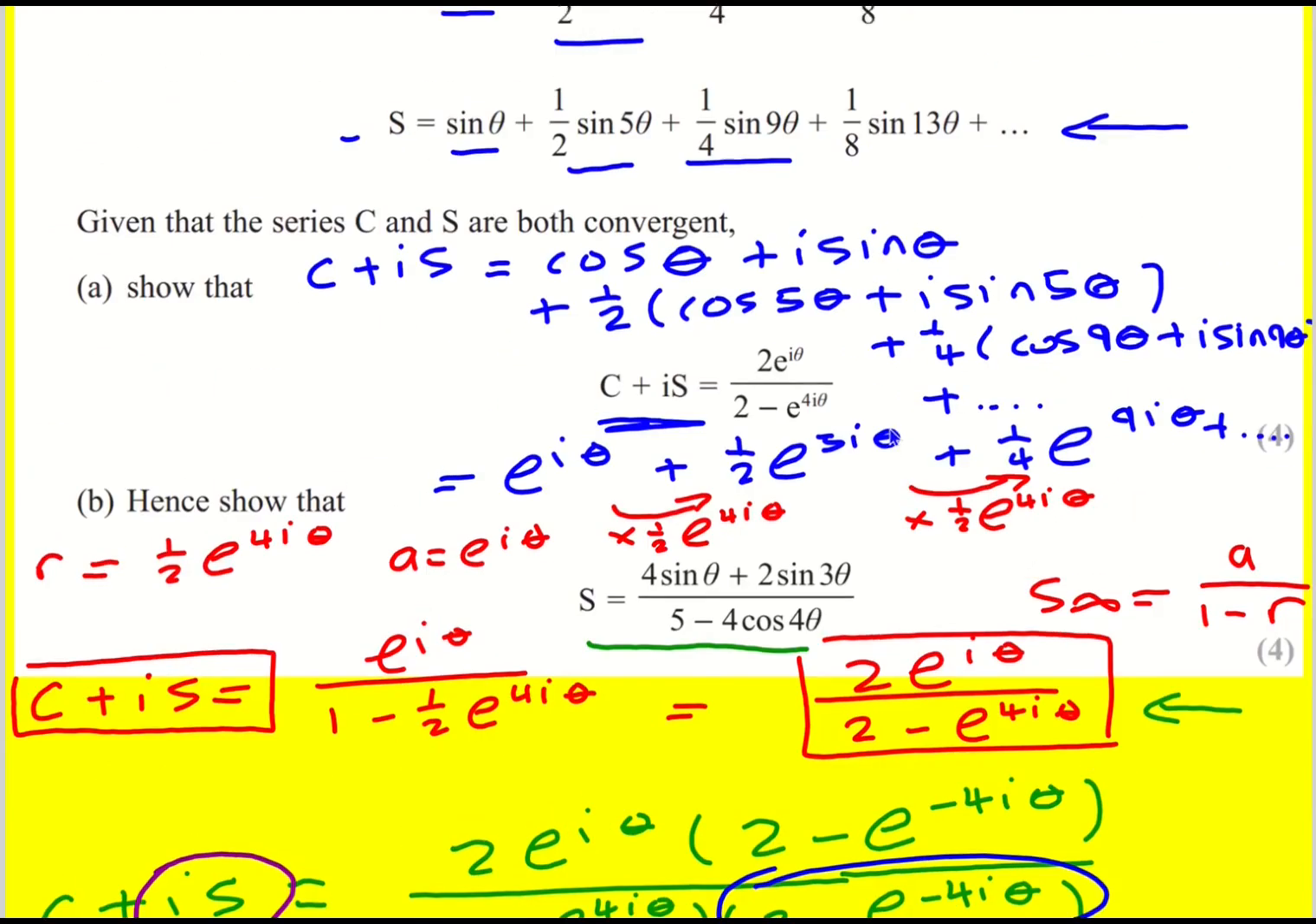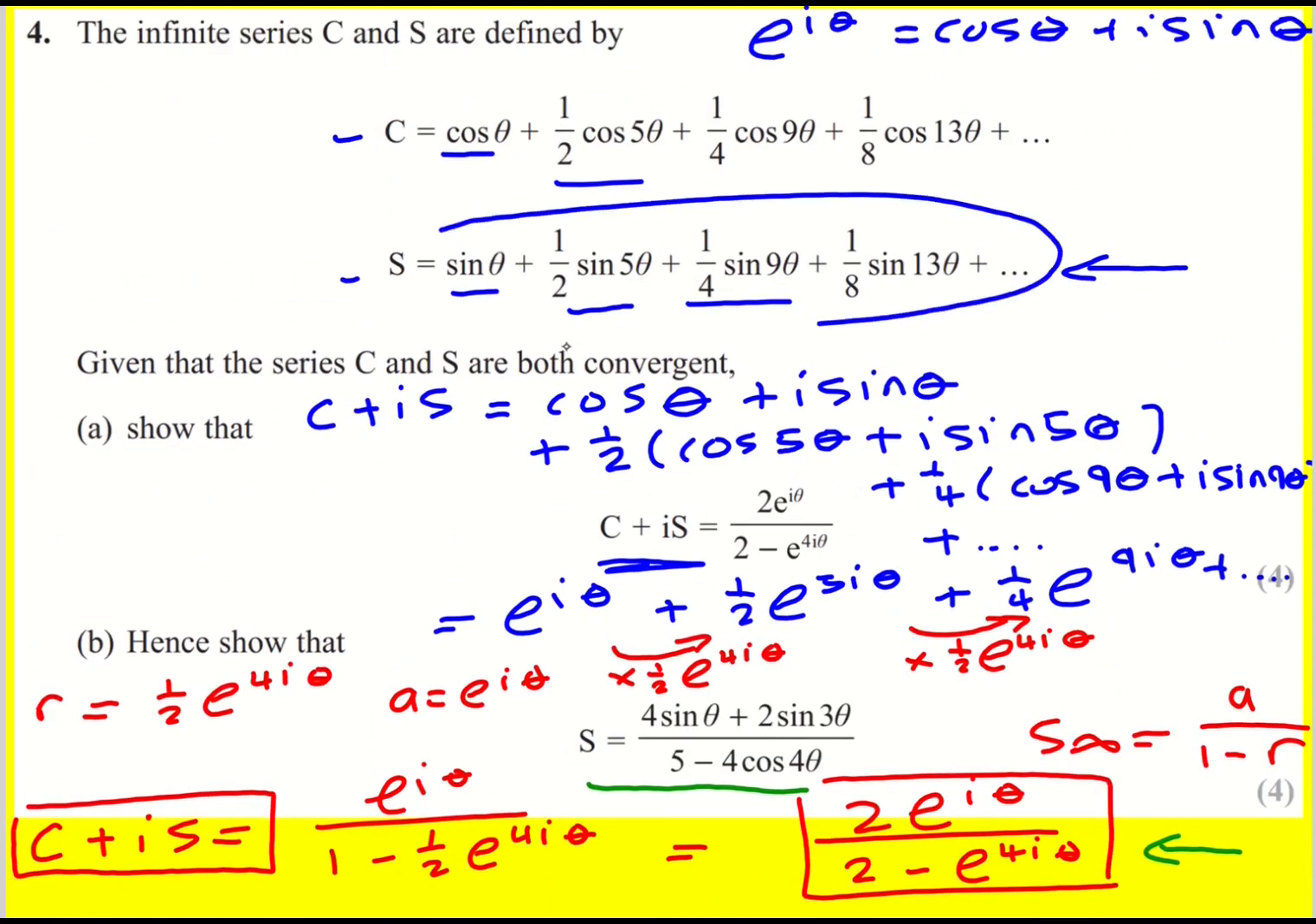So, amazing result. This summation here is simply written like this, and we could write the one down for cos as well, just by equating the real parts. Amazing.